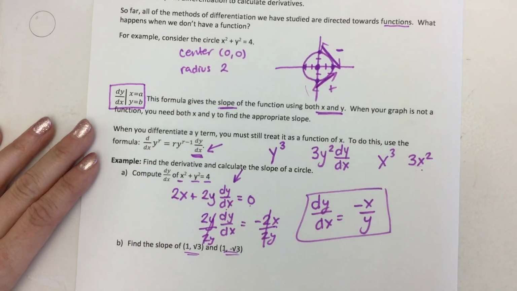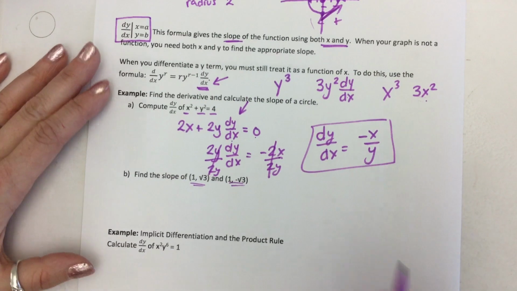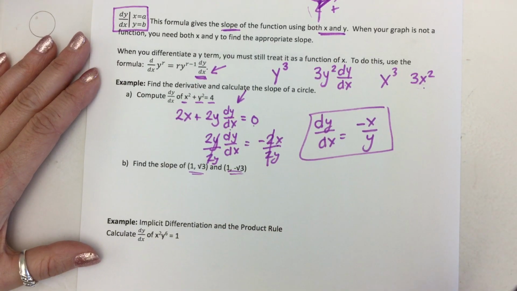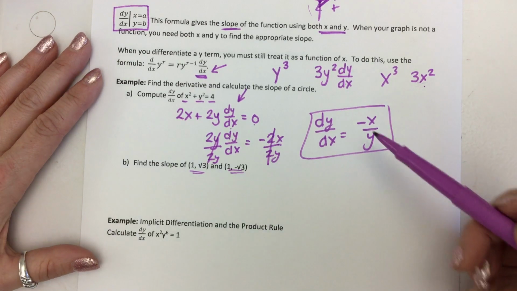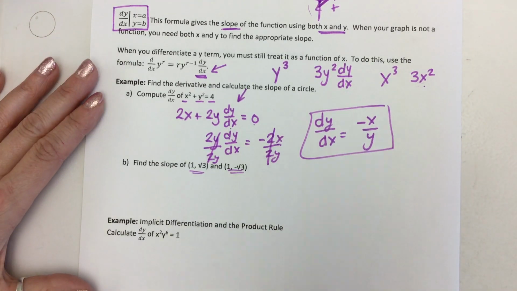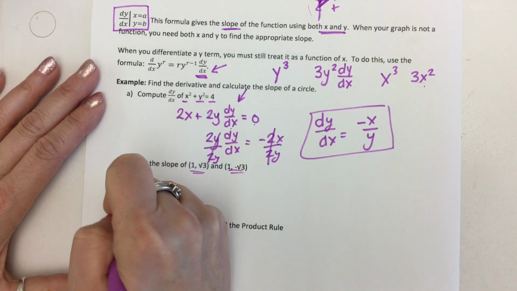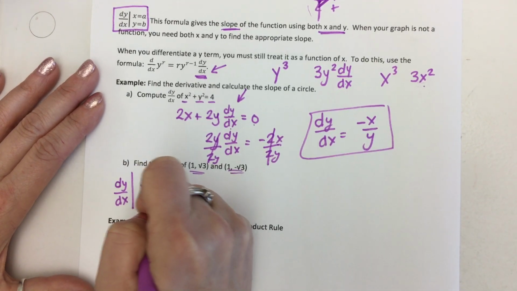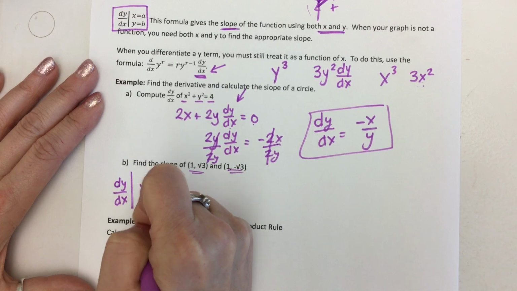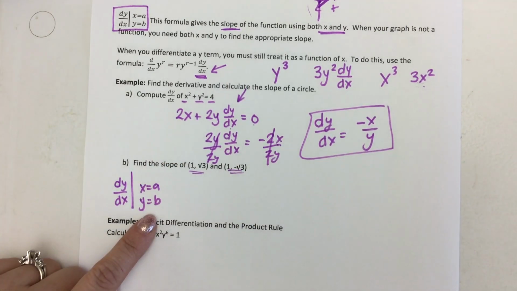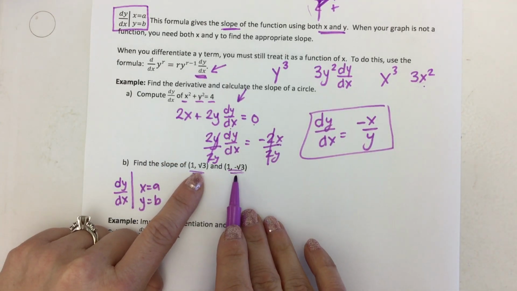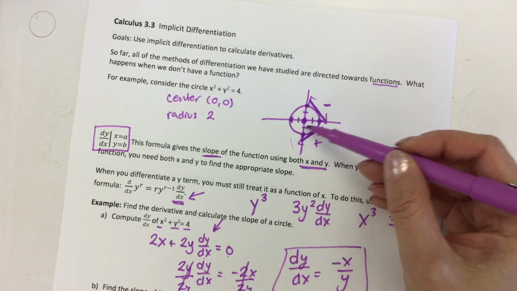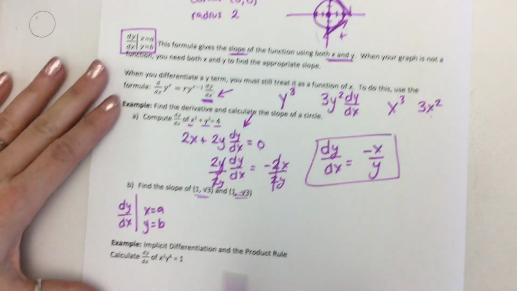Now the way that you find the slope, typically, is to take the derivative and fill in a value for x. Well, this thing has x and y, so we need both. So you have dy over dx, whatever the derivative is, but then you need a value for x and a value for y. If I'm trying to find the slope of the tangent lines that touch at (1, square root of 3) and (1, negative square root of 3), this is what I would do.